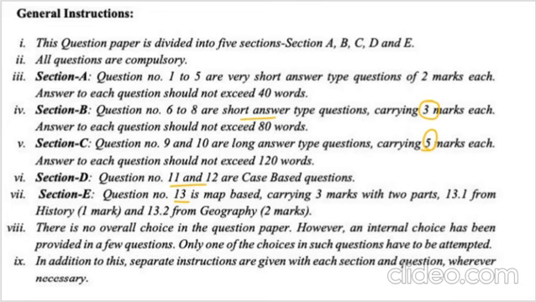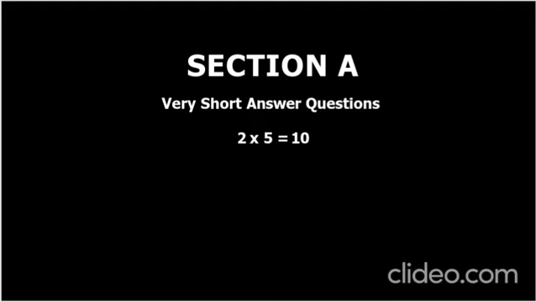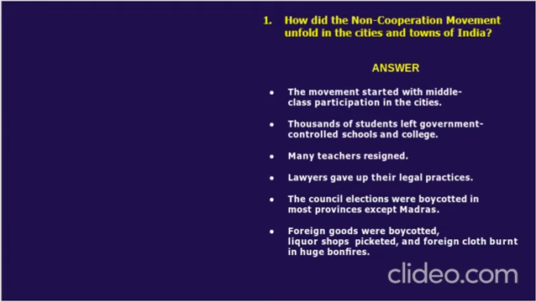So let's start with section A of very short answer, 5 questions of 2 marks each. Our first question is: how did the non cooperation movement unfold in the cities and towns of India? This is a question of Nationalism in India. We have to explain how the non cooperation movement revealed the different participation of cities as well as towns, urban and rural places. Now, how do we write this answer? It's of 2 marks, remember.